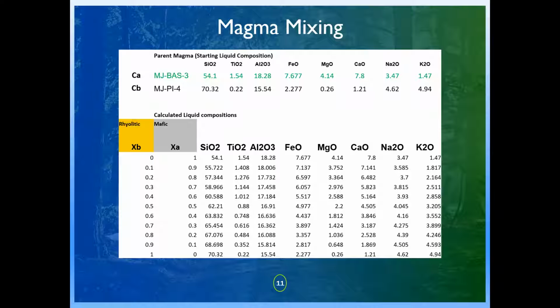Our last hypothesis, mainly supported by Ranee, is magma mixing. Again, we use our parent magma sample, but now we're mixing it with another to best showcase it together.